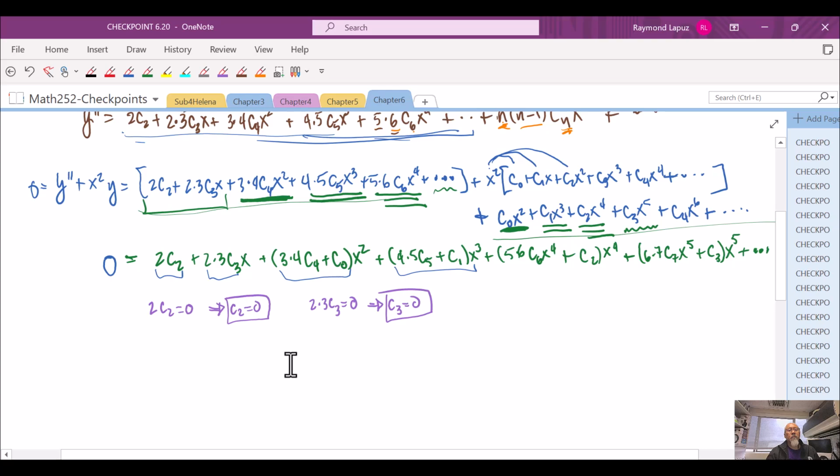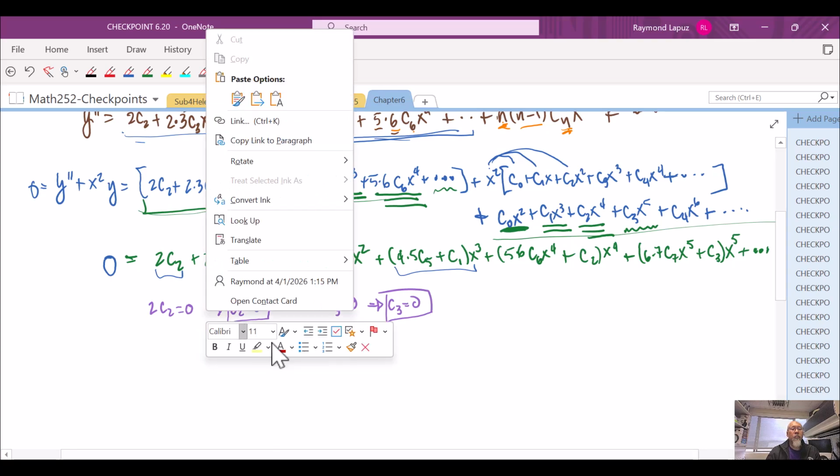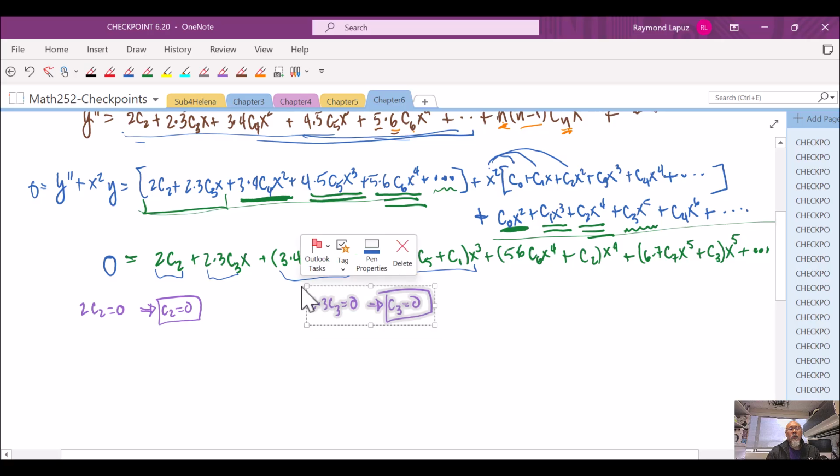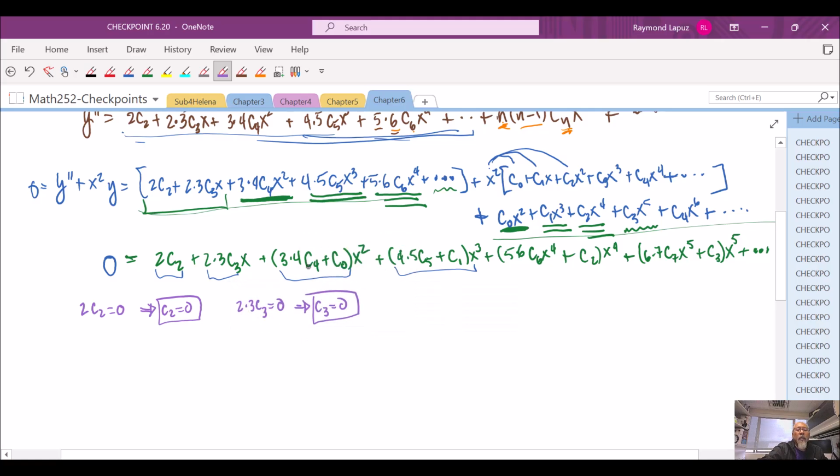Okay. All right, so that's the first two. Let me see if I can rearrange this to save us a little bit of space. Now we look at the quadratic term. And this is the quadratic term. We have 3 times 4 C sub 4 plus C sub 0 is equal to 0.